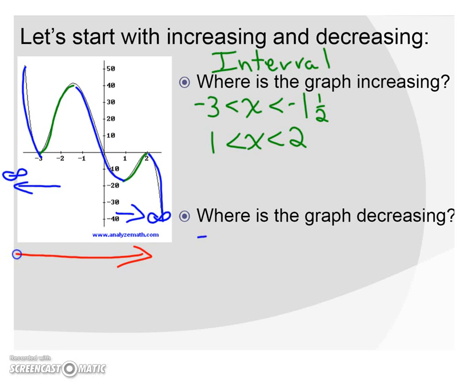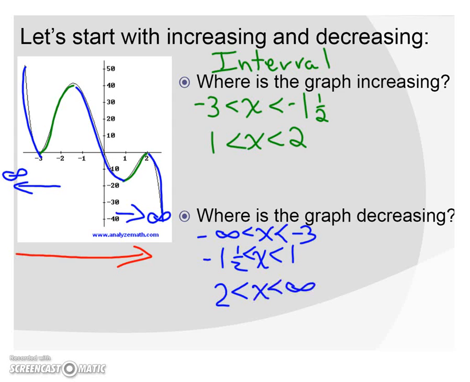And so from -infinity to -3, from -1.5 to 1, and from 2 to infinity, we are decreasing.